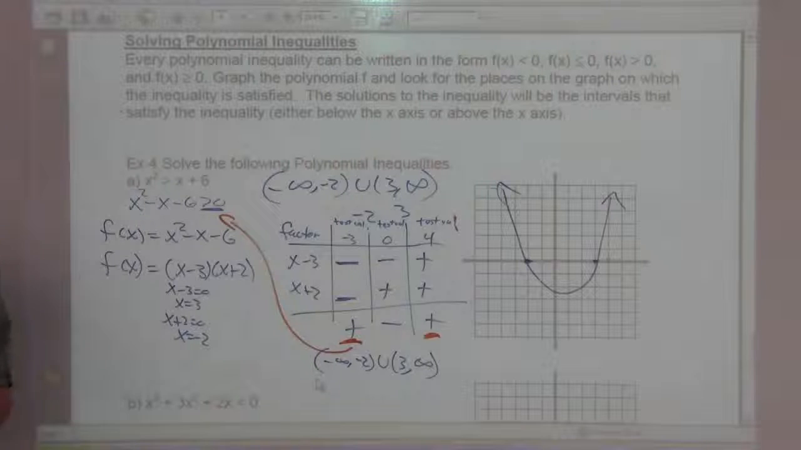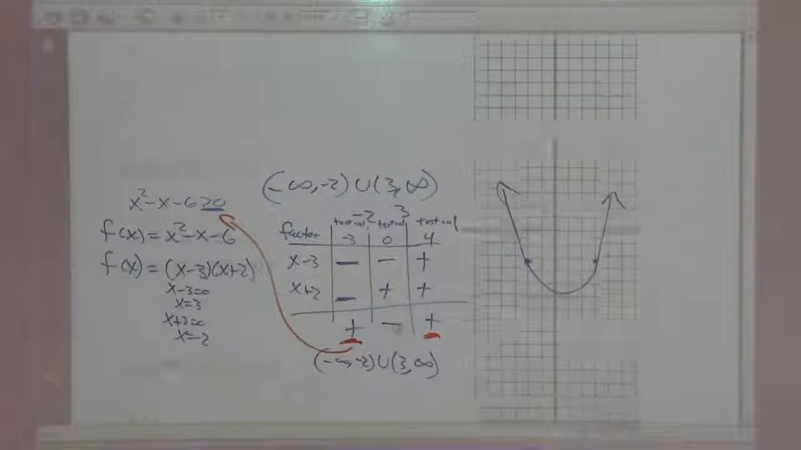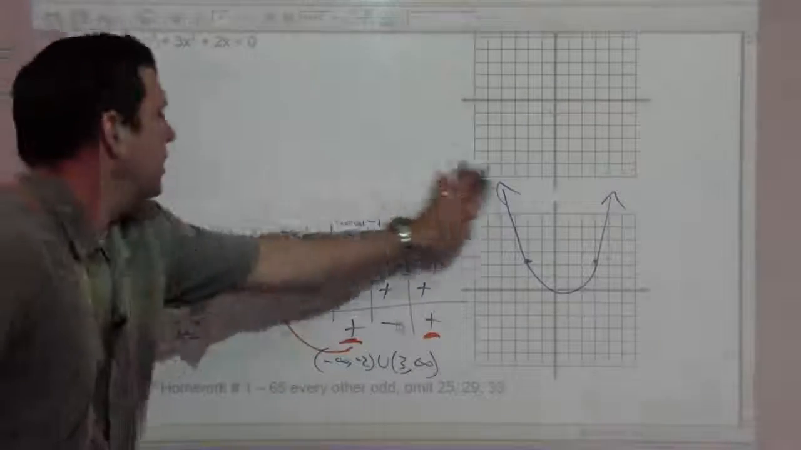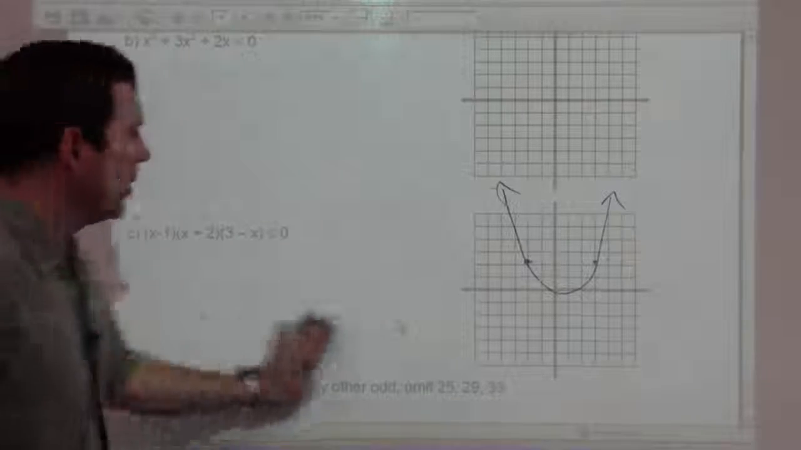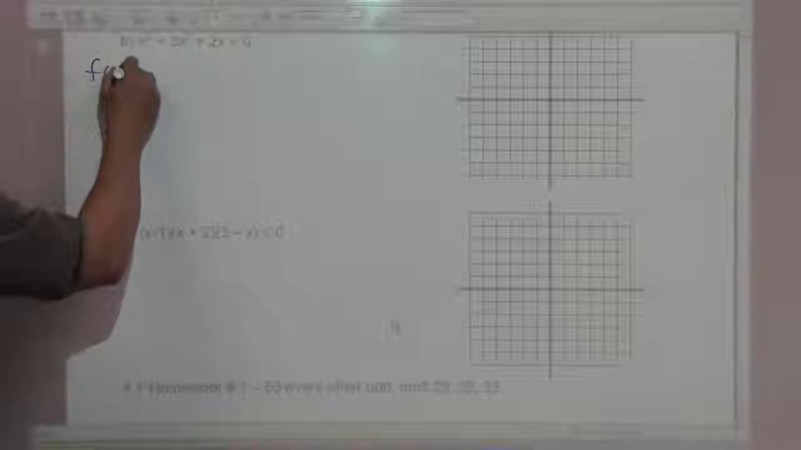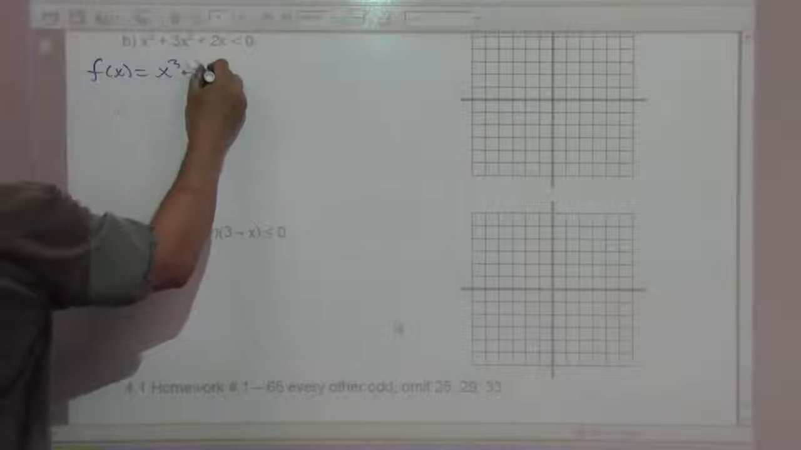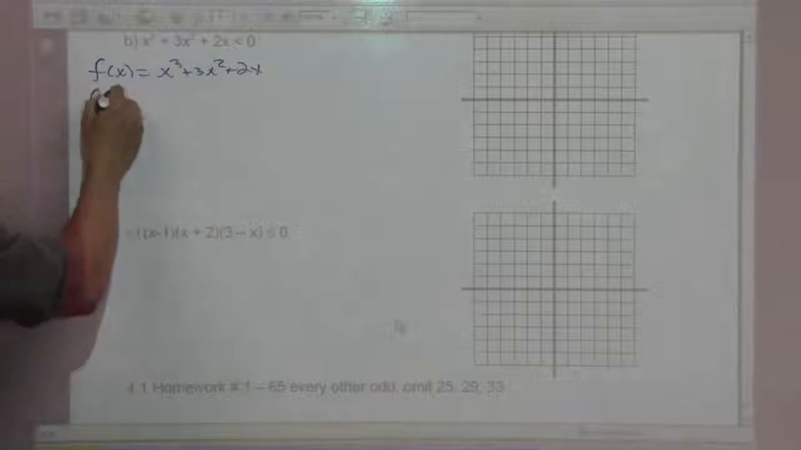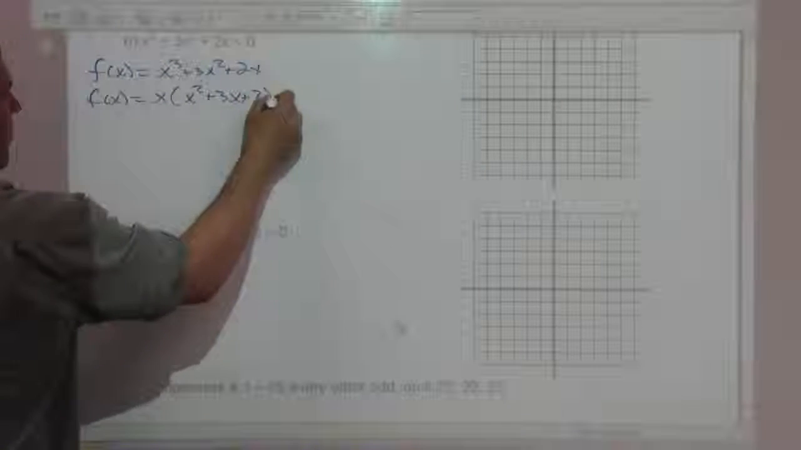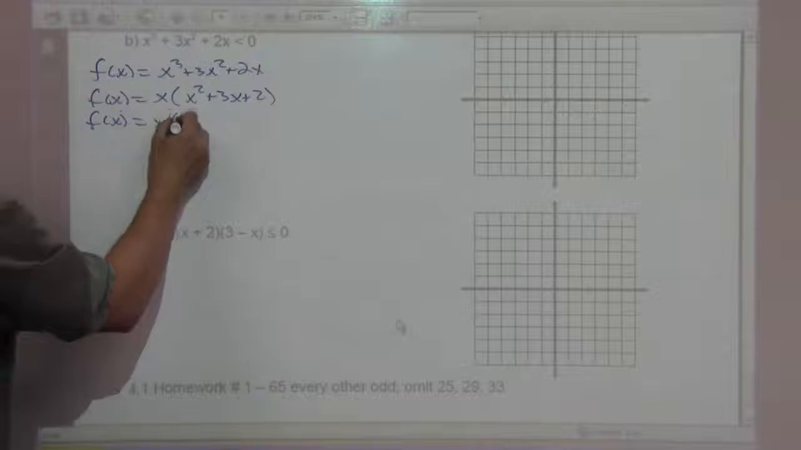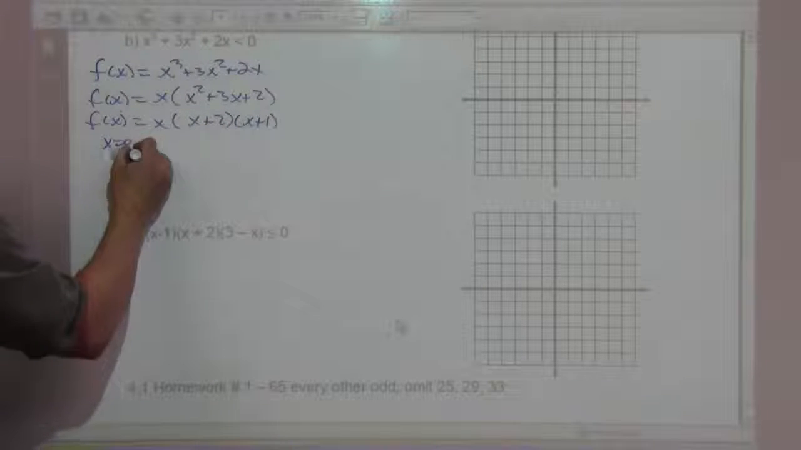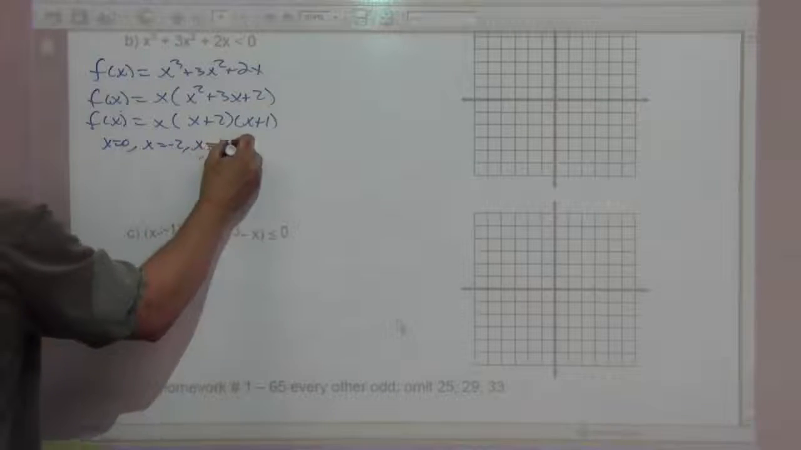Okay, let's go on to part B here. We have x cubed plus 3x squared plus 2x is less than 0. So here we're looking for values that are below the x-axis. If we treated this as f of x equals x cubed plus 3x squared plus 2x, we'd have f of x equals x times x squared plus 3x plus 2, or f of x equals x times x plus 2 times x plus 1. So x equals 0, x equals negative 2, x equals negative 1.